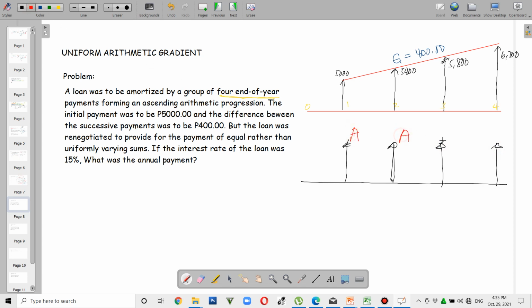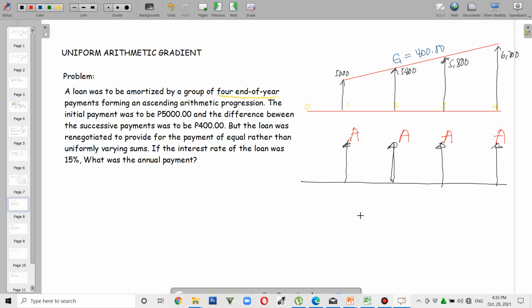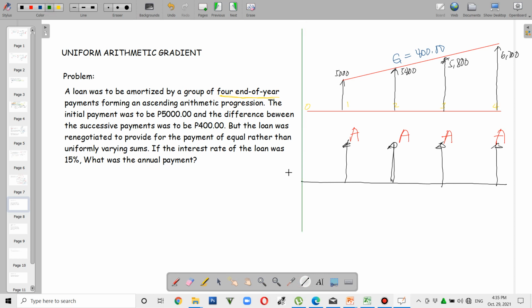Say this is A, annuities. Okay? And then what we will do here is get a focal period. I will just use the present worth as my focal period. So, all of this will be brought to the present, and then shall be equated. So, this cash flow is equal to that cash flow. So, let us have the first cash flow.